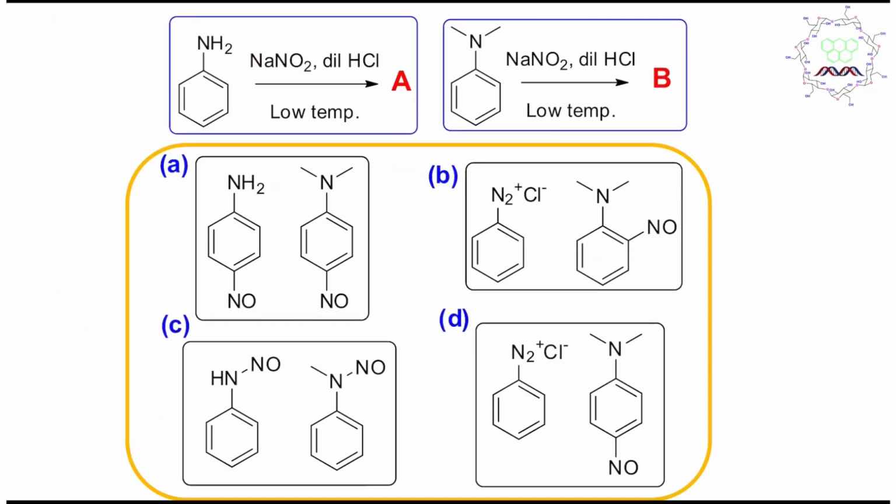So what is the right answer? One part is diazonium, another part is para substitution, so option D is the right answer.